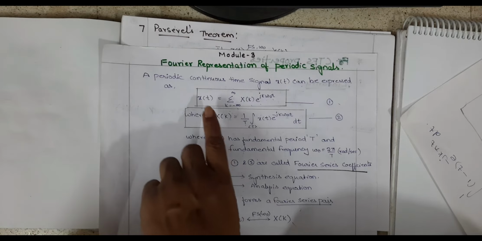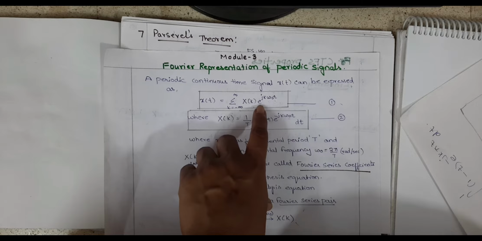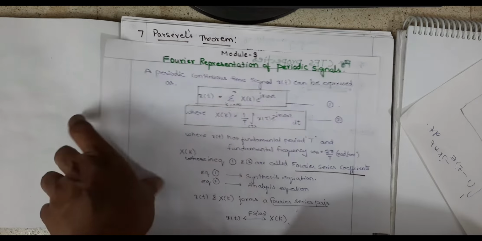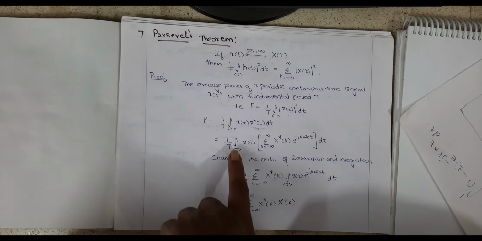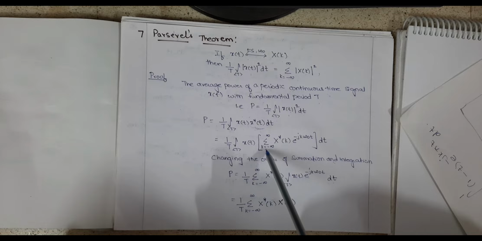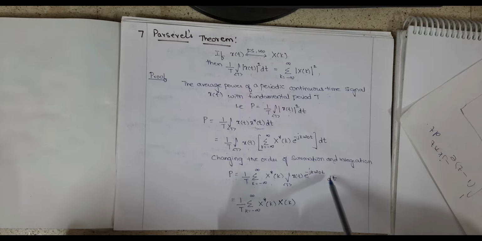Now for the conjugate of x of t, we use the first formula of the chapter, x of t is equal to sigma k equal to minus infinity to plus infinity x of k e raised to j k omega t. Here we take the complex conjugate. So 1 by T times x of t. Now changing the order, we take the summation first and then the integration. So summation 1 by T sigma k equal to minus infinity to plus infinity x of k integration x of t e raised to minus j k omega t dt.